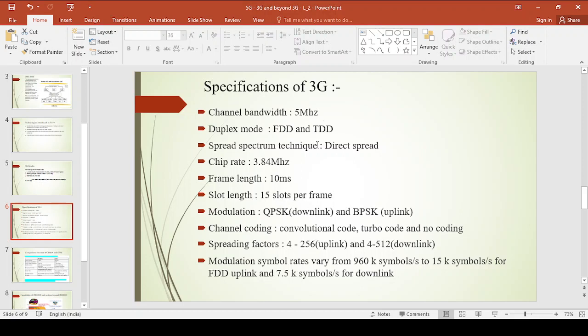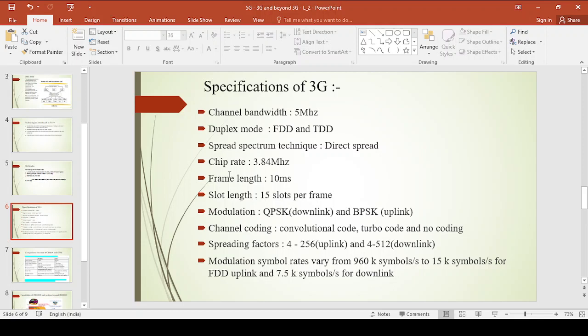Now the spread spectrum technique that is supported by the 3G is direct spread. In the previous slide we have seen the different modes of 3G. One among them is accepted by the 3G, that is direct spread. And next it has a chip rate of 3.84 megahertz. Chip rate is nothing but the number of pulses per second at which the code can be transmitted or received, right?